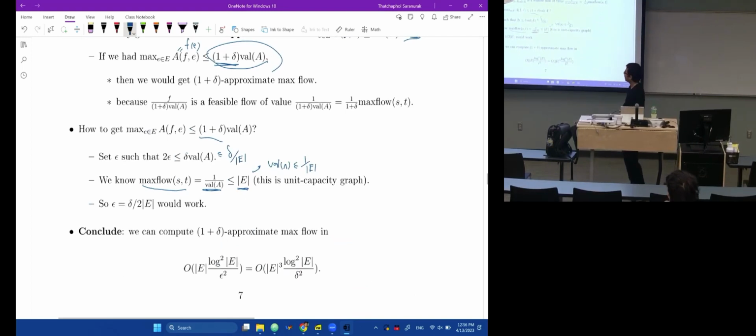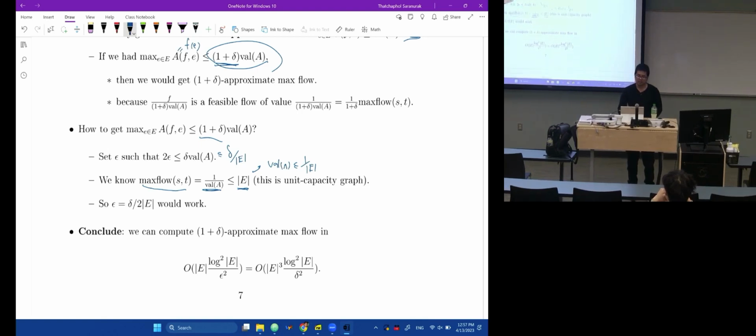But then it means what? It means that your running time would look like this. To get this 1 plus delta multiplicative approximation, you set epsilon to be quite small. By setting epsilon with that choice, the total running time is now E cubed. So not that great. But it works and it's so simple.